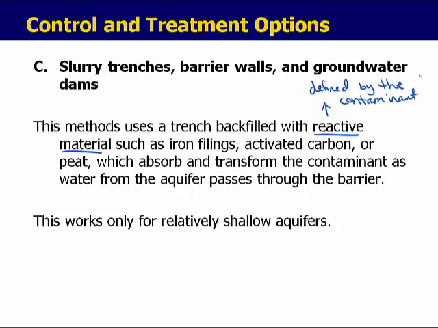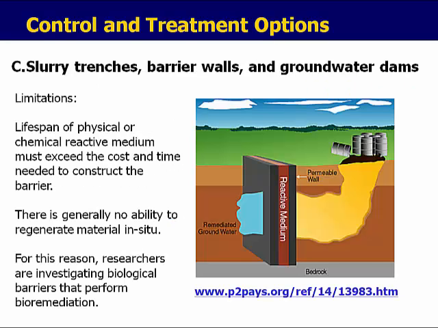But some common materials are iron filings, activated carbon, or peat, and these adsorb and transform the contaminant as the aquifer passes through the barrier. Because excavation is required, these are usually designed for shallow aquifers. A picture of one of these is here. You have your plume that's moving. It's fairly shallow. You would excavate out an area of the soil that will intersect the plume. As the contamination passes through the reactive media, clean water would come through, or remediated groundwater.